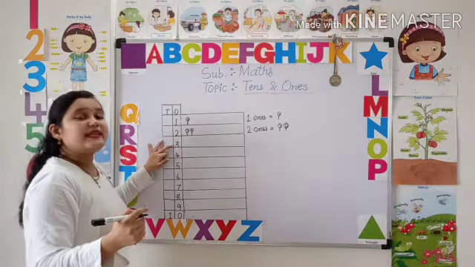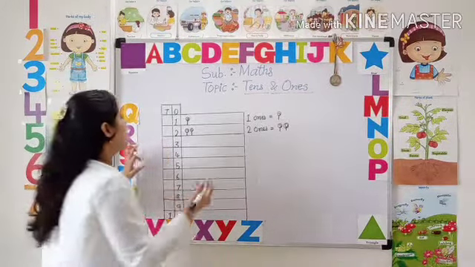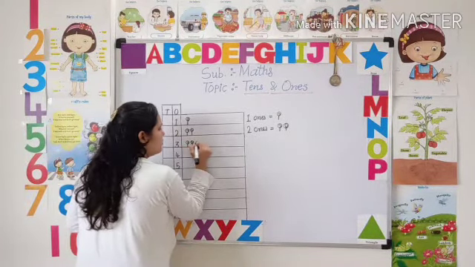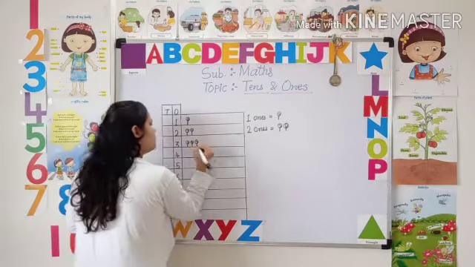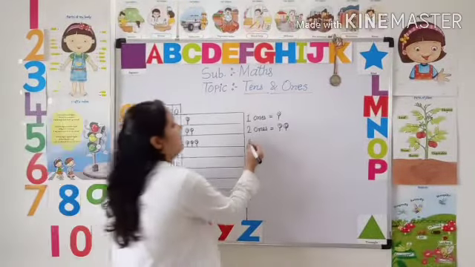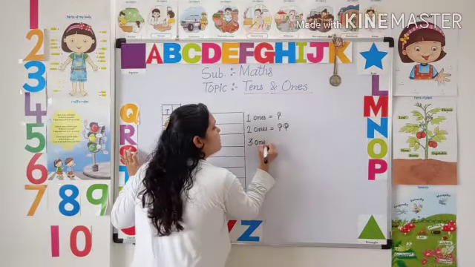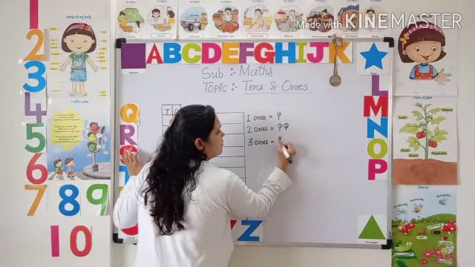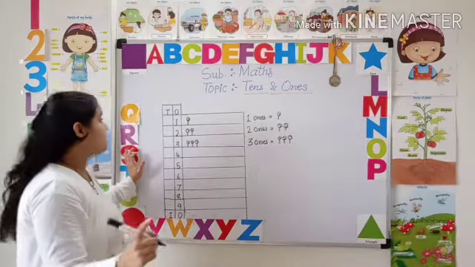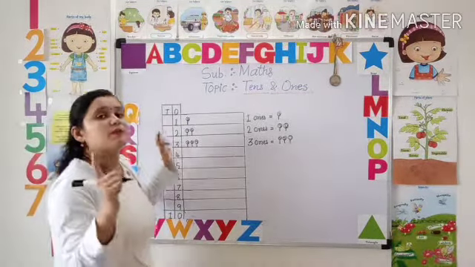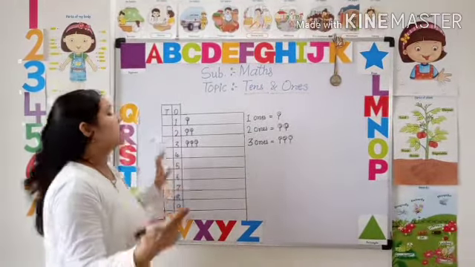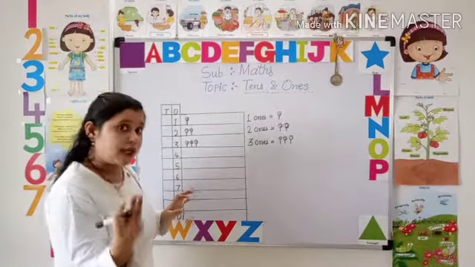Then which number is this? Three. Very good. So I will make three lollipops. One, two, and three. Means three ones mean three lollipops. It means one ones mean one object. Two ones mean two objects. Three ones mean three objects.